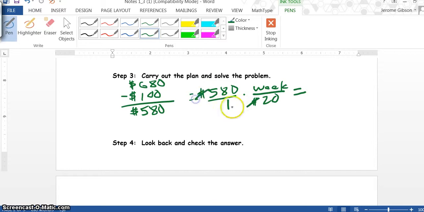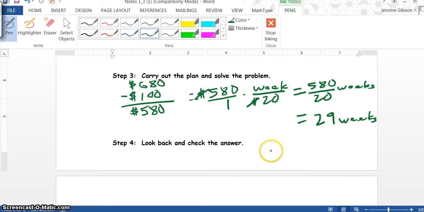So the dollar signs will simplify out. We have 580 over 20, and this would be in weeks. Now when you divide 580 divided by 20, your answer would be 29. So it would take 29 weeks to pay this bike off.